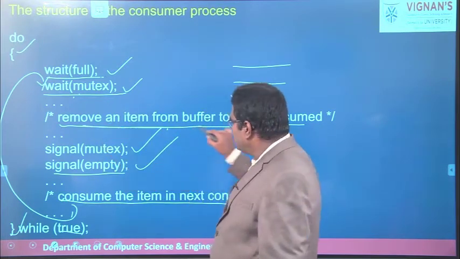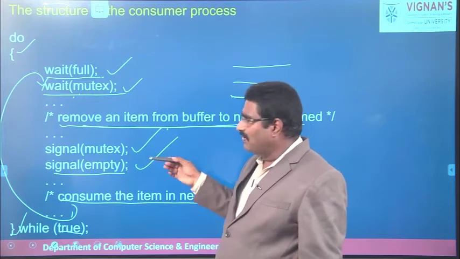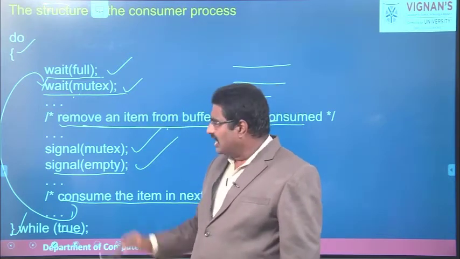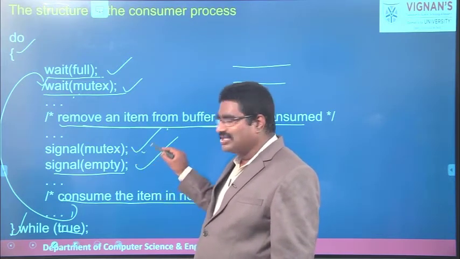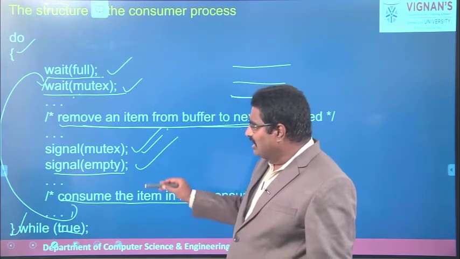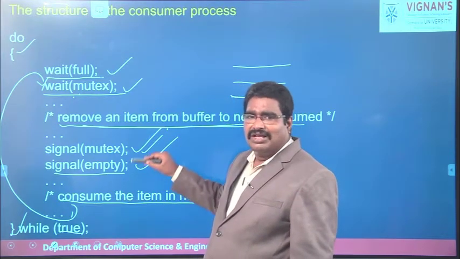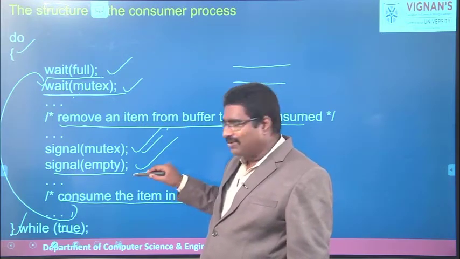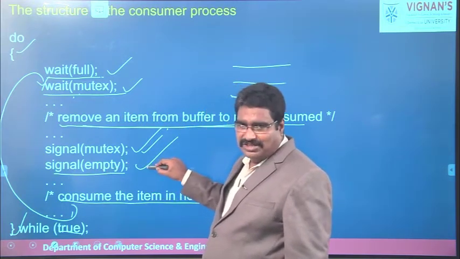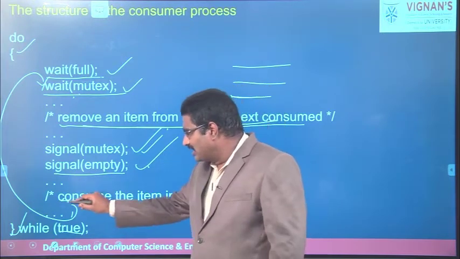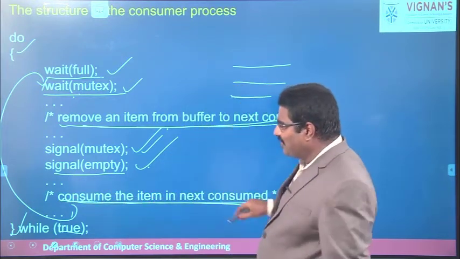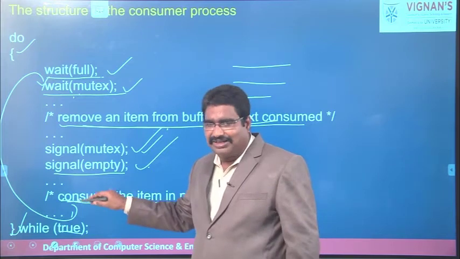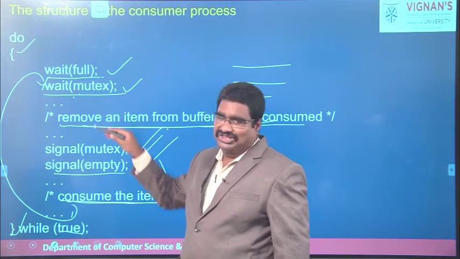And before performing the modification on the buffer, that is, before taking the item from the buffer, he gives the wait mutex, and after taking the item, he gives the signal mutex, and after completion of that, he gives the signal empty. The reason is the producer is allowed to place one more item, because the consumer has already taken the item. For that reason, the empty value is increased by 1 using the signal empty, and the consumer consumes the item. After consumption, that is, after processing the item, the consumer is allowed to take the next item.